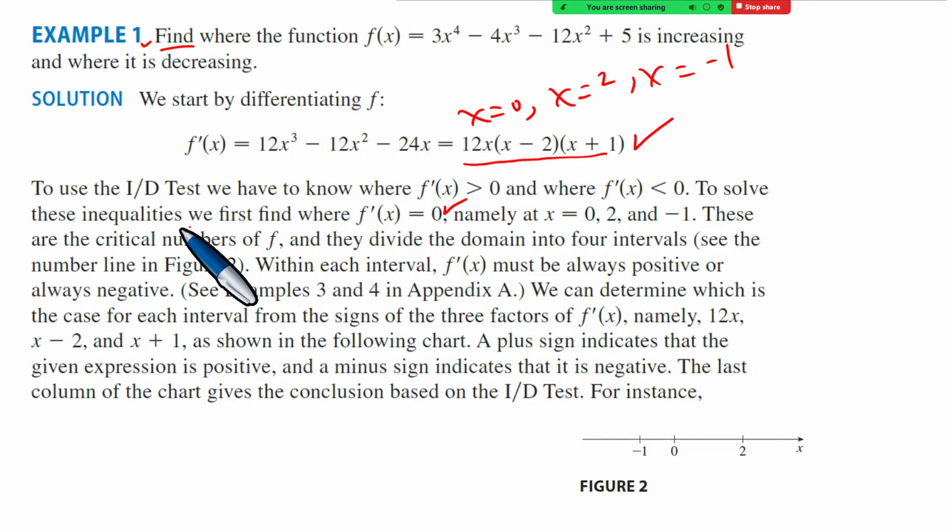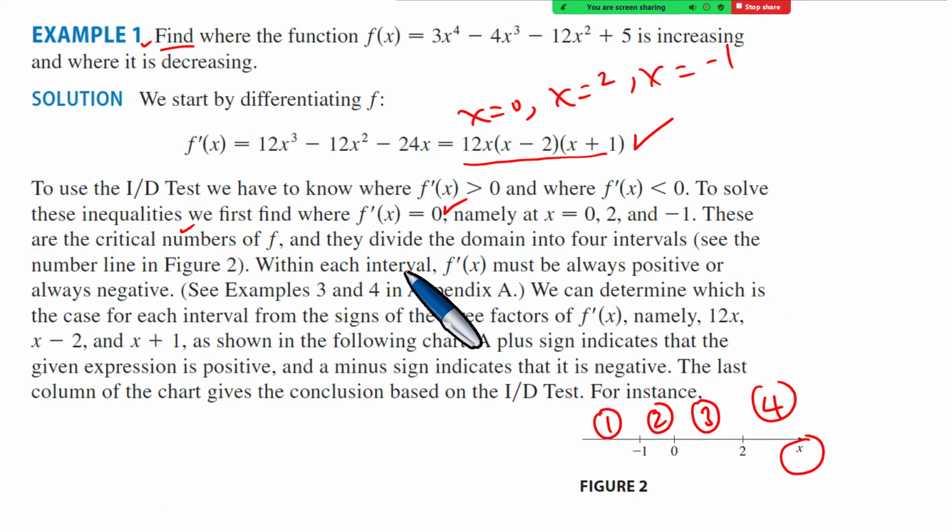We call them critical numbers of the function, and they divide the domain into 4 intervals. See the number line in figure 2. What is the domain? The domain is the set of the x values. It is such that you have part 1, part 2, part 3, and the fourth part of the domain, so the domain is subdivided into 4 parts or 4 intervals. We've seen the number line.